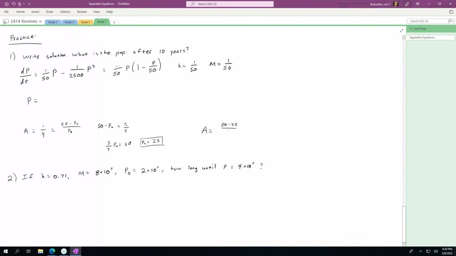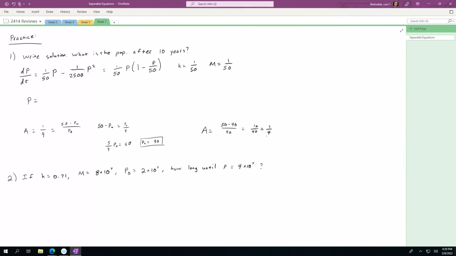Wait, that's not right. Right, our initial population should have been 40 in this case. 40, okay. So our A is 50 minus 40 over 40, which is 10 over 40, which is 1/4. Okay. Right, sorry. So initial population is 40 in this problem.